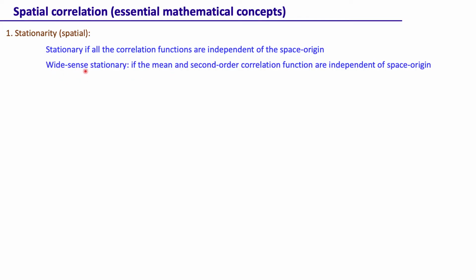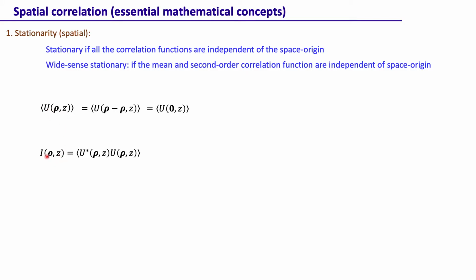We can also have the concept of wide sense stationarity, and this means that the mean and the second order correlation functions are independent of the space origin. So if you just take the field itself, then u(ρ, z) should be the same as u(ρ − ρ, z). If we shift it by ρ, it should not change, and ρ − ρ is just 0. So the field at ρ should be the same as the field at the origin. That's the condition on the mean of the field.